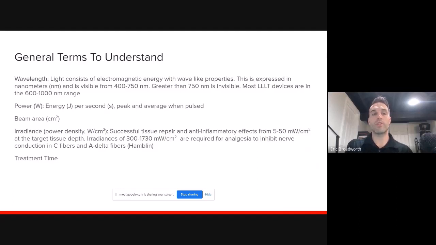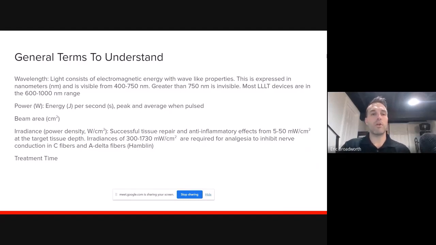What you're going to see in the research is that most of the therapeutic wavelengths are in the 600 range and the 800 range. Not typically anything in the 700s. So if you see any devices that are using 700 wavelength, there's really not research to support that as being one of the wavelengths that are therapeutic.